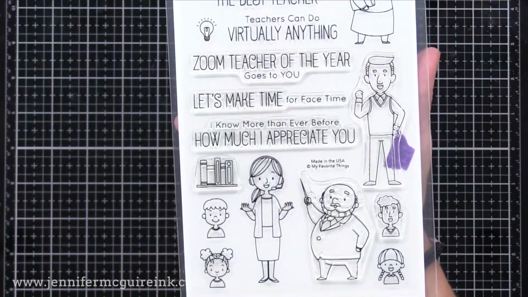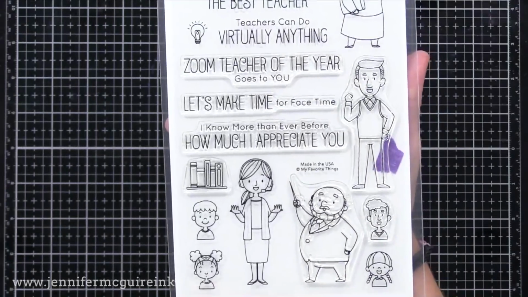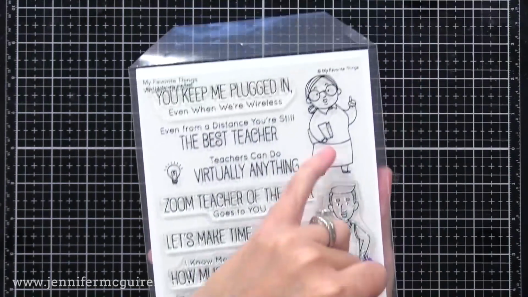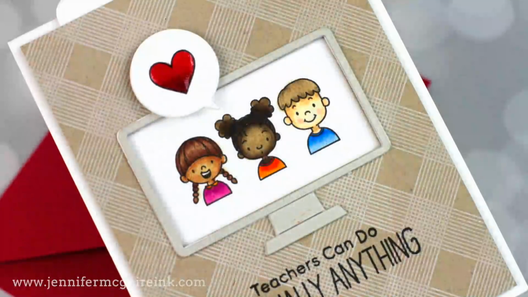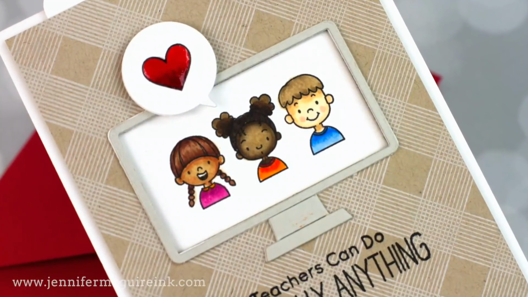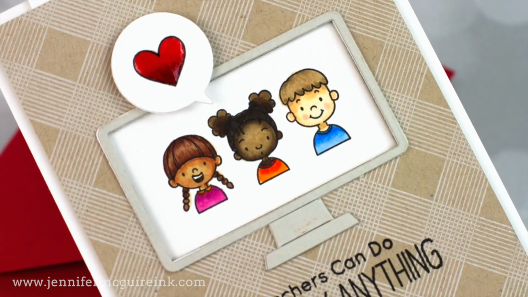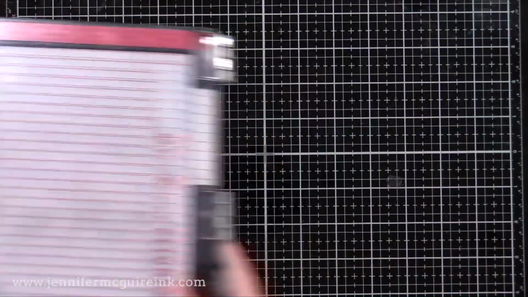So I'm using a few of these today to look like Lila and her friends and to look like her main virtual teacher. Let's start by doing that background piece. I've been wanting to use this My Favorite Things stamp. It's been sitting on my desk. It's time to put it to use.